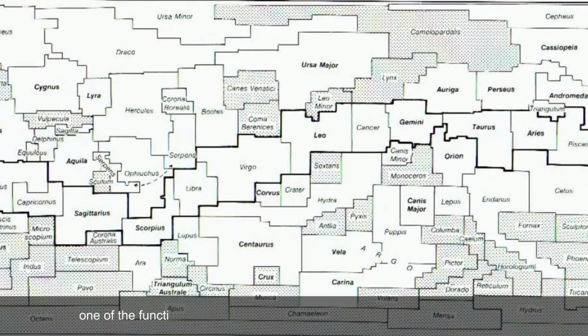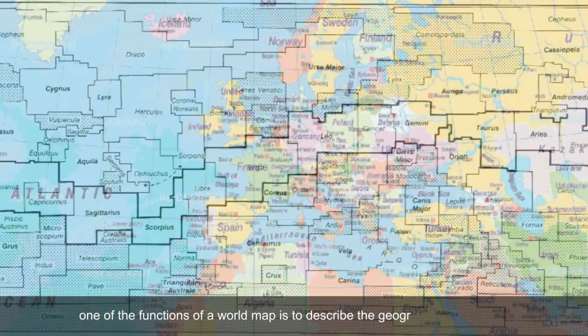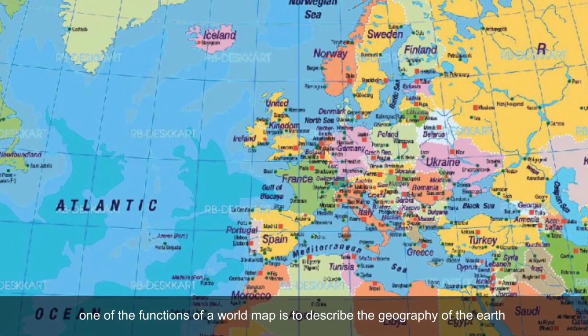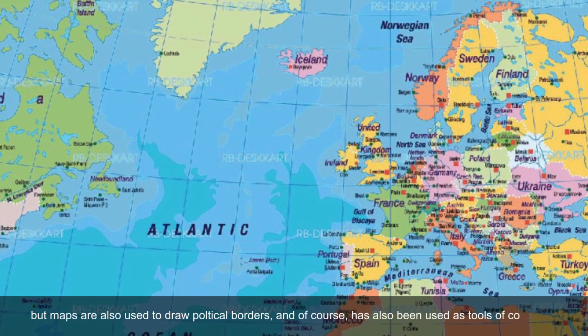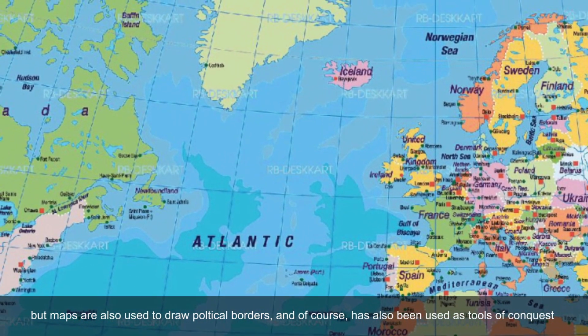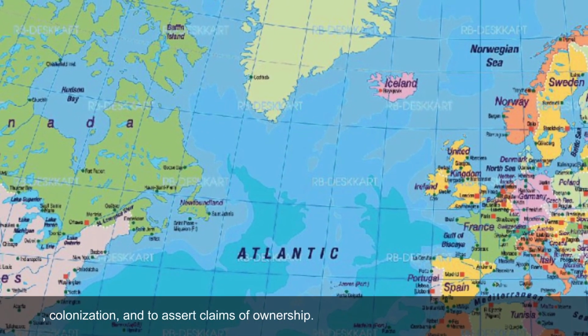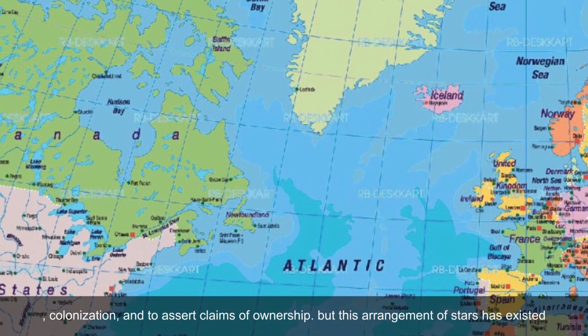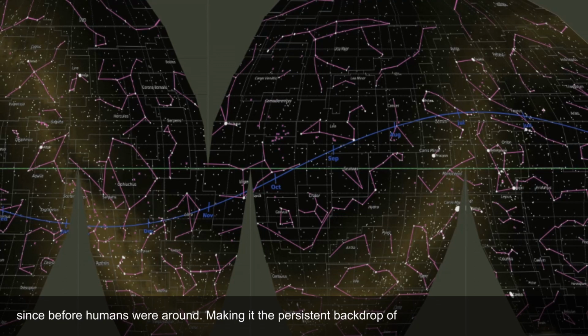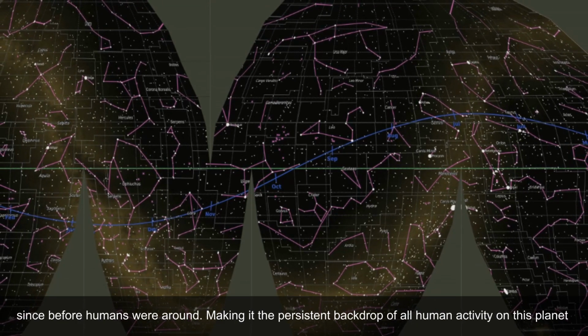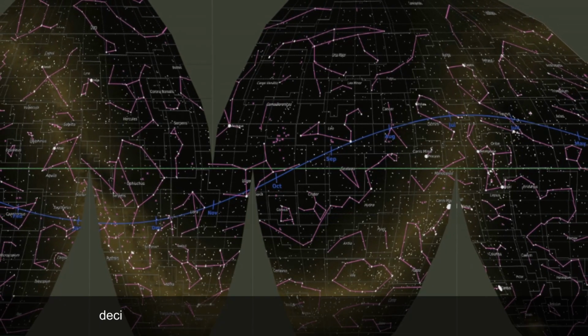One of the functions of a world map is to describe the geography of the Earth, but maps are also used to draw political borders, and of course have also been used as tools of conquest, colonization, and to assert claims of ownership. But this arrangement of stars has existed since before humans were around, making it the persistent backdrop of all human activity on this planet.